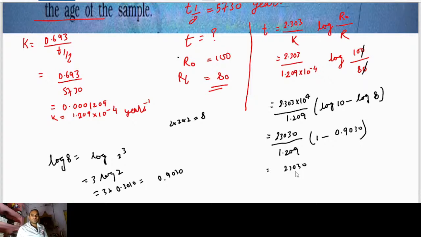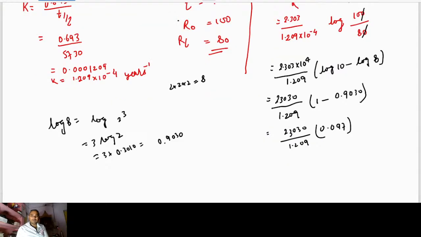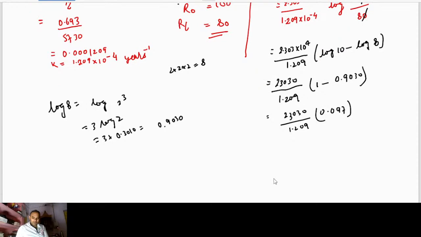Now here see, student, 23030 divided by 1.209, and here if you are solving, 1 minus 0.9030, it is coming, student, 0.097. I am putting the value 0.097. Now let's see the next one, how much value you are going to get, student.